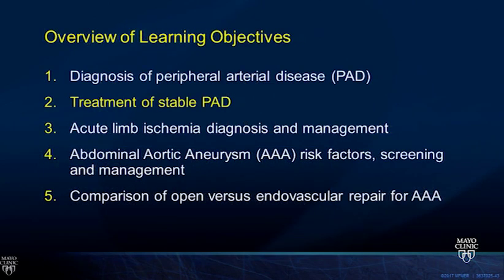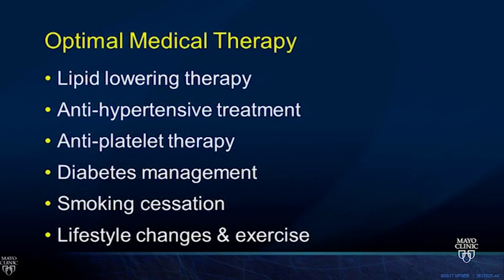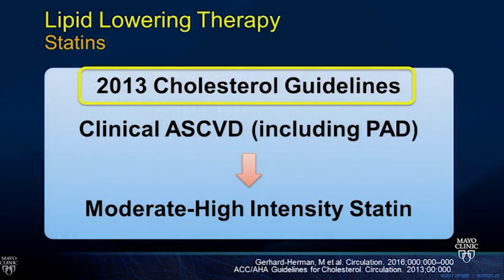So then let's move on to treatment of stable PAD. Certainly OMT, optimal medical therapy. This is a really similar list to what we would see for coronary artery disease in terms of lipid lowering, antihypertensive treatment, antiplatelet therapy, diabetes management, smoking cessation, and lifestyle changes. All the same things for coronary artery atherosclerosis. PAD is just otherwise systemic atherosclerosis involving the legs, so similar OMT.